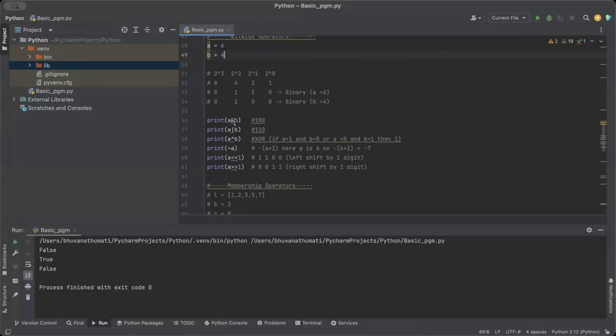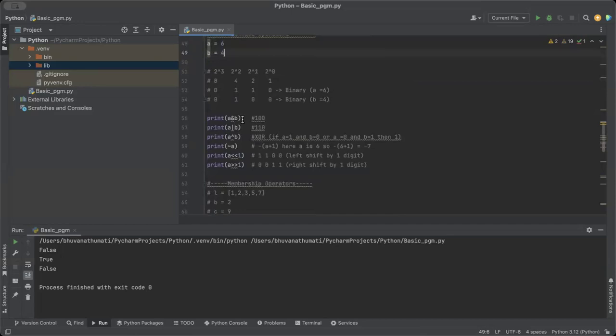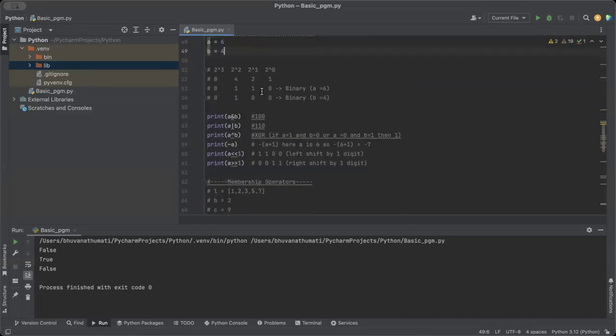So here A and B. So I already said both should be 1, then only it is 1. So 0, 0, 0, 1, 0, 0, 1, 1, 1. So output is 1, 0, 0. That is 4. 4 is the output.